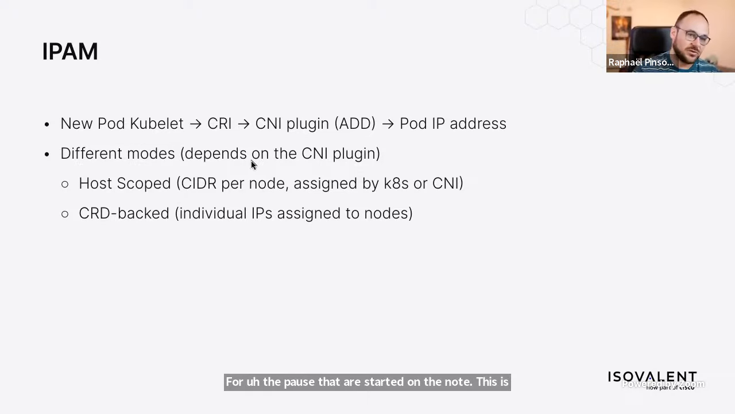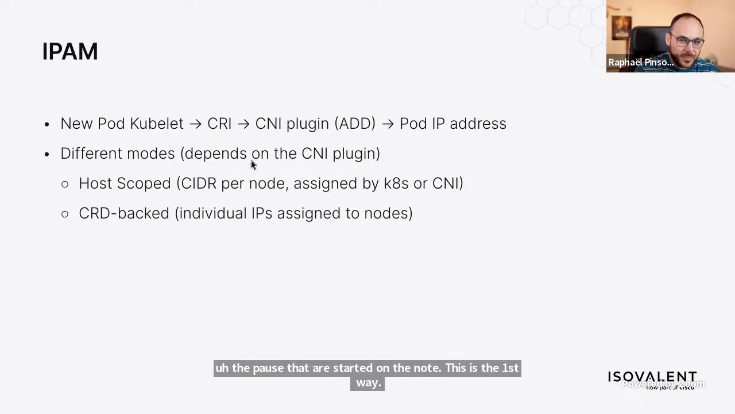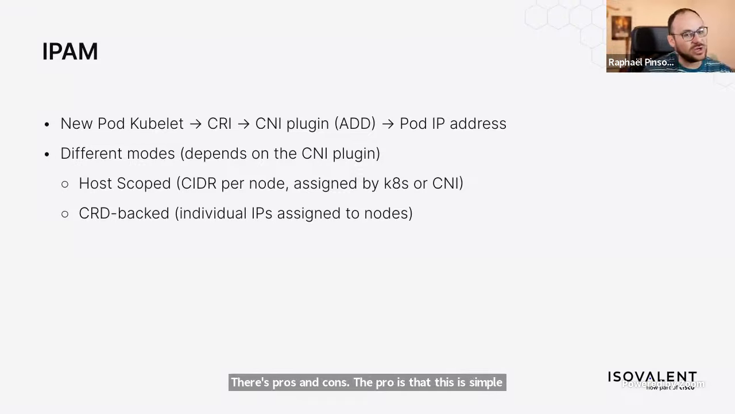There are pros and cons. The pro is that this is simple. The con is that depending on what you're running on the nodes, if you have big workloads on a node, chances are you will get fewer pods on it. And so you're kind of fragmenting your subnets for no good, right? You might have a lot of IP addresses that are assigned to a node and will never be used. So this might not be super efficient.